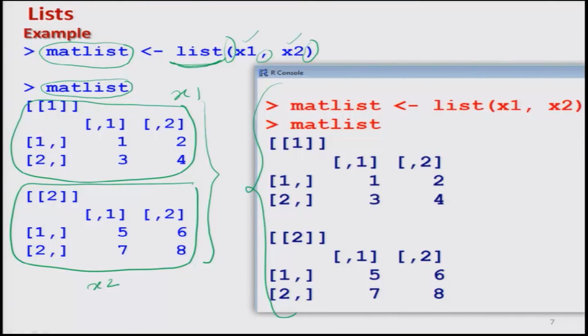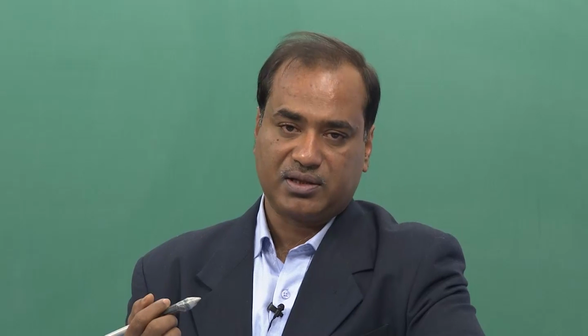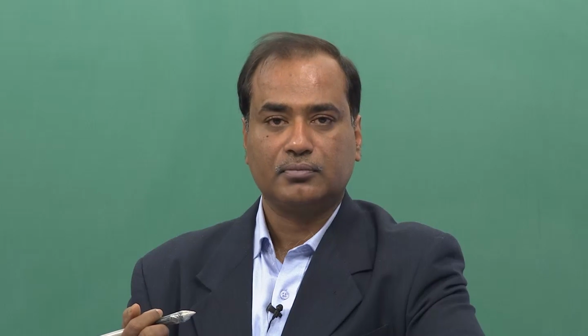Now, I come to another aspect. Suppose I have got a list and I want to extract the information on a particular element, a particular address. For example, in this mat list I have two values, one for the matrix x 1 and another for the matrix x 2. Suppose my objective is that I want to know what is the first element in the list mat list and what is the second element in mat list.